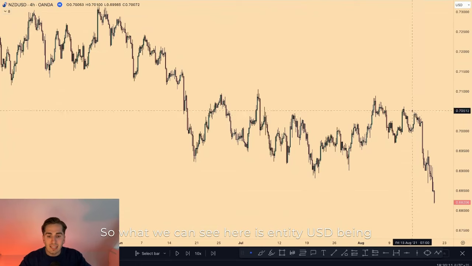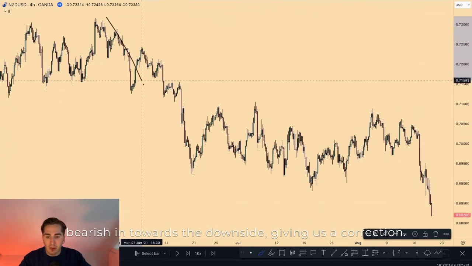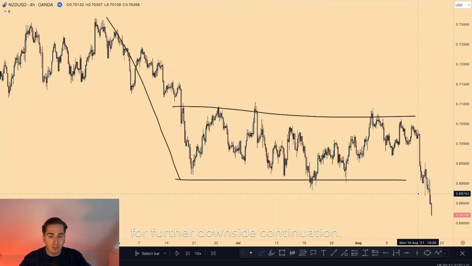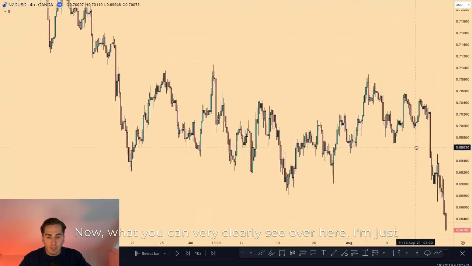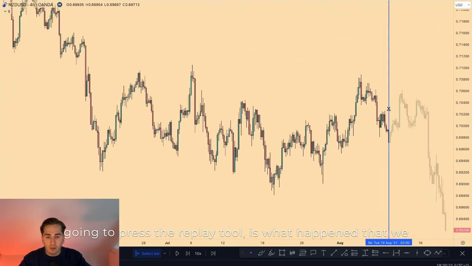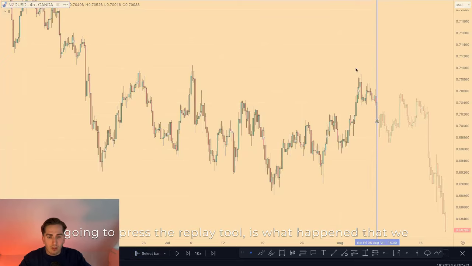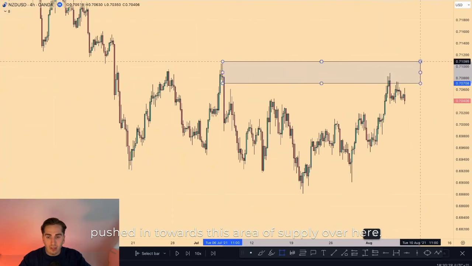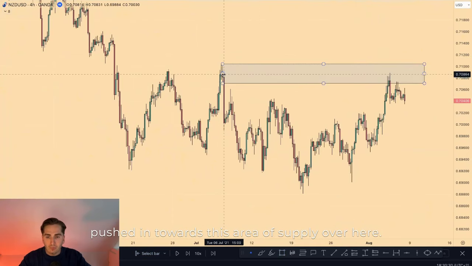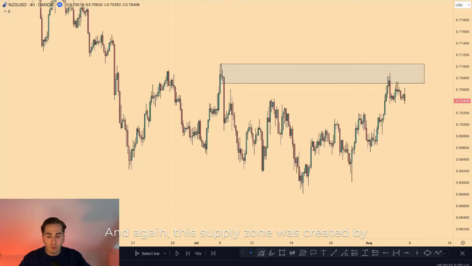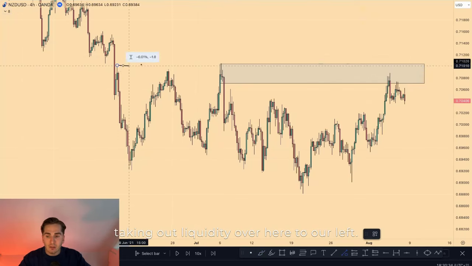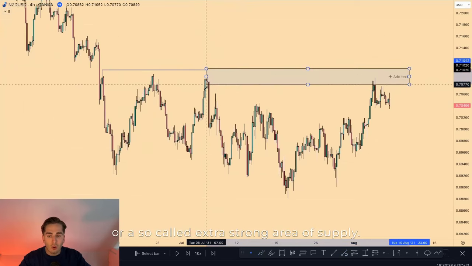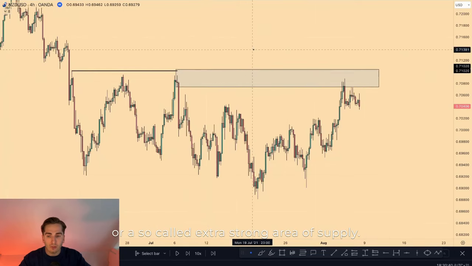So what we can see here is EUR/USD being bearish towards the downside, giving us a correction, and we're obviously looking for further downside continuation. Now, what you can very clearly see over here, and I'm just going to press the replay tool, is that we pushed in towards this area of supply over here. And again, this supply zone was created by taking out liquidity over here to our left. So therefore, this is a so-called sweep zone, or a so-called extra strong area of supply.